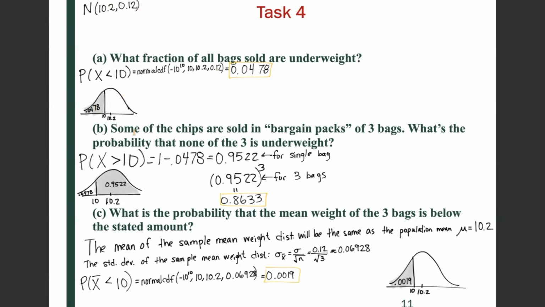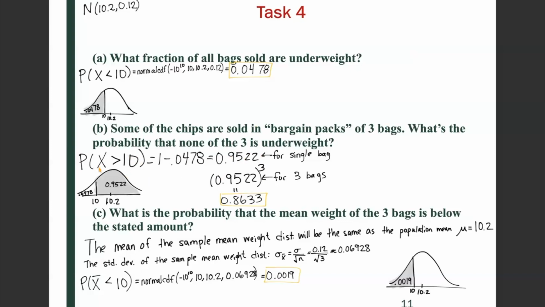All right, next is some of the chips are sold in bargain packs of 3 bags. What is the probability that none of the 3 is underweight? So if they're not underweight, that means that they would be greater than 10. So we want to find this for 3 bags, but first, we'll find it for 1 bag, and then we can cube this, or multiply this by itself 3 times for 3 bags. So first, let's just figure it out for 1 bag.